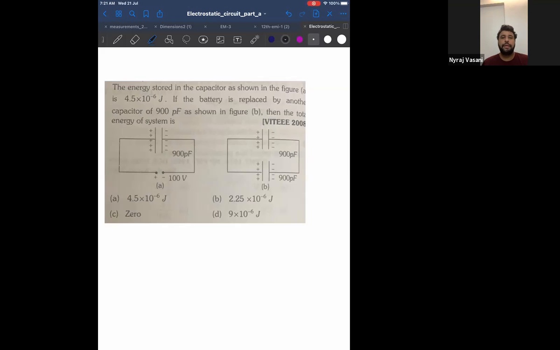Got it? Now, can you think of a shortcut method to solve this? The shortcut method will be, before, energy was 4.5. Only one capacitor was there. Now that capacitor is replaced by two capacitors. So, the capacitor has to discharge. So can I say now two capacitors have to share that energy instead of one capacitor? Therefore, the total energy will be shared by two. Therefore, can I say the answer anyway will be 2.25?